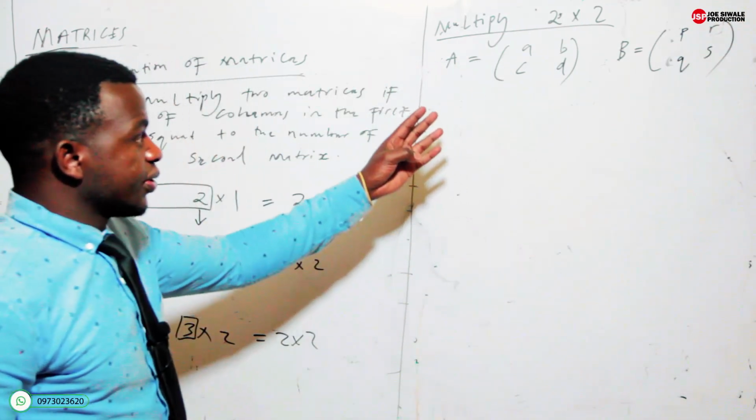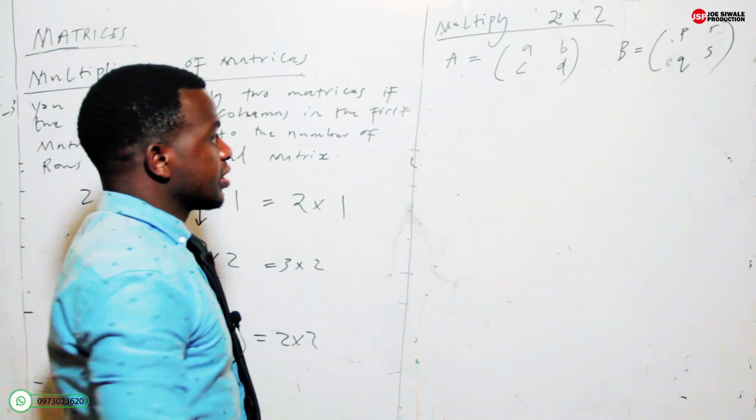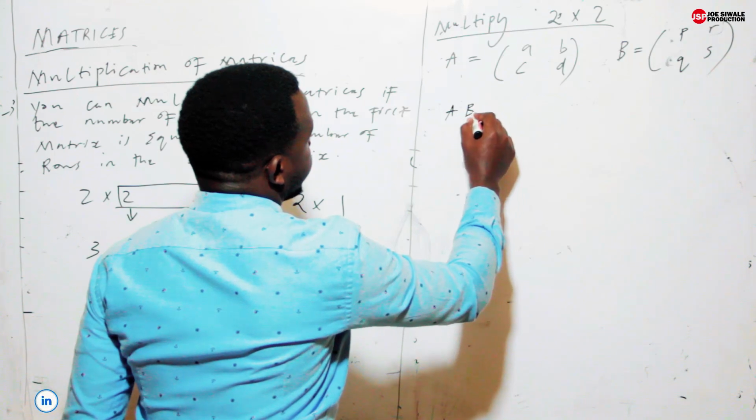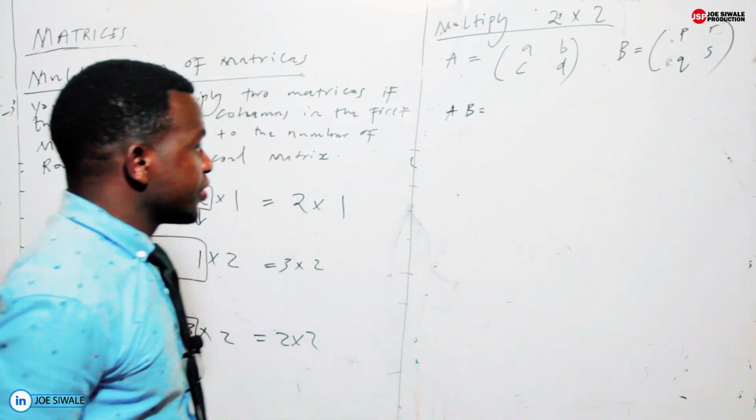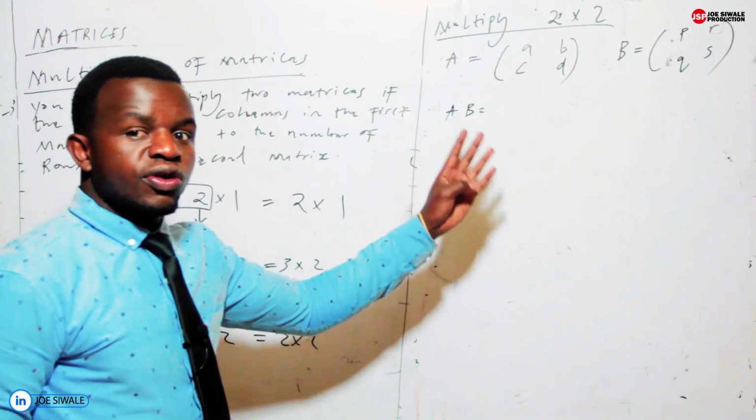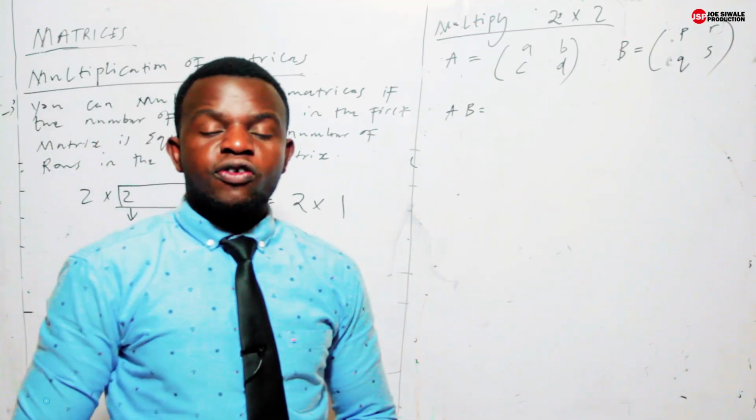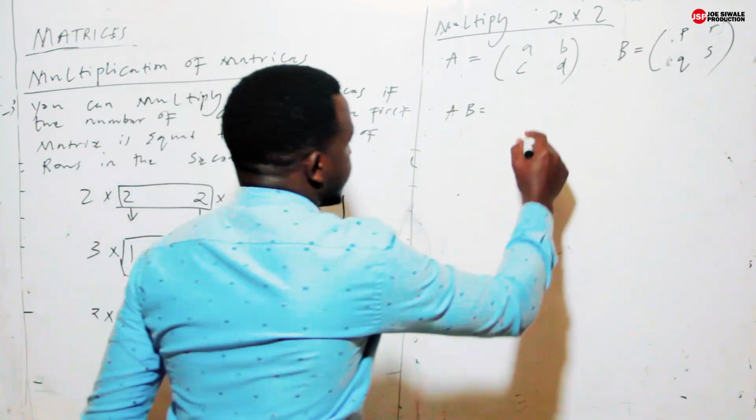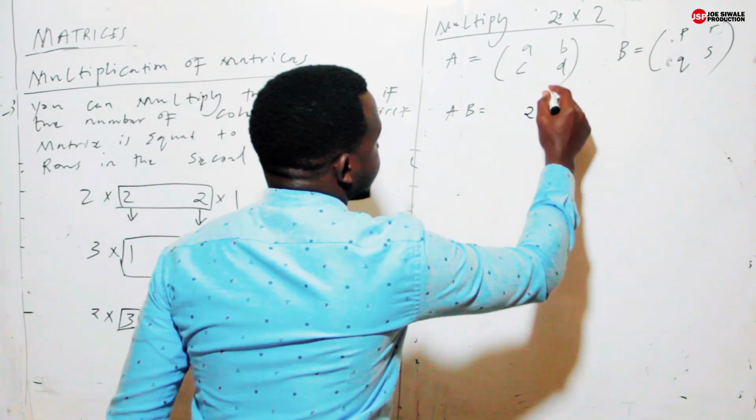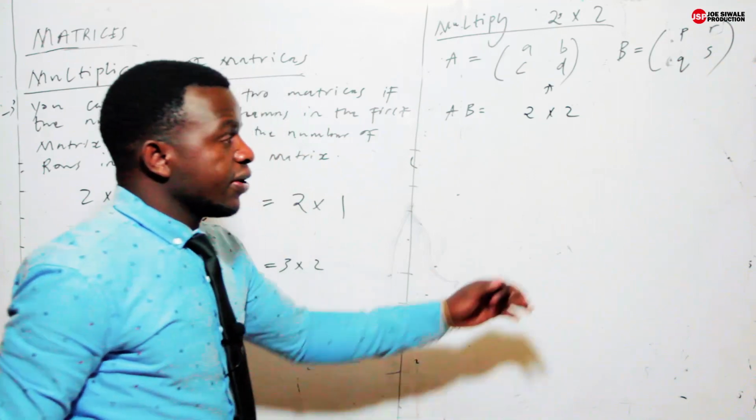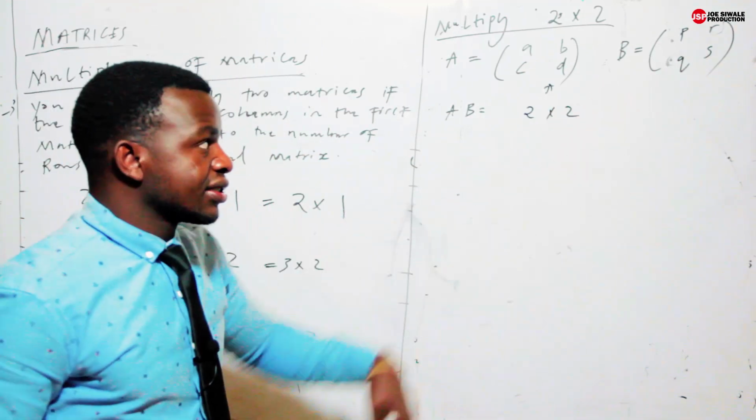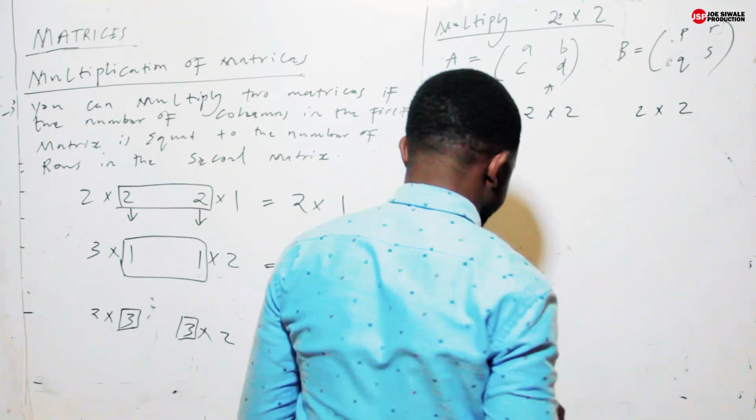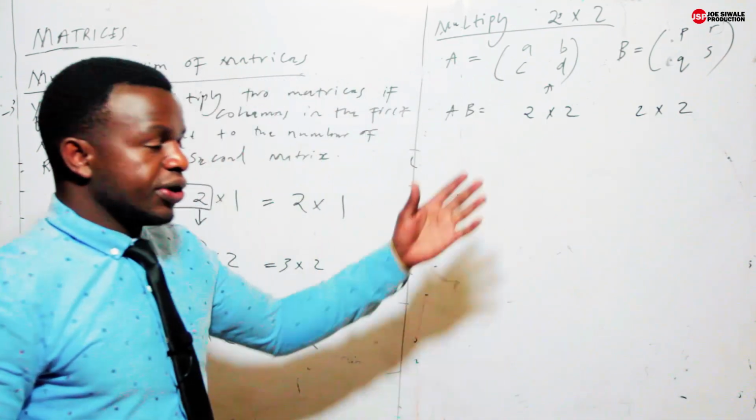And we have been told that we have to calculate matrix AB. For us to calculate matrix AB, first of all, you have to give the order of each matrix. The order of matrix A is a 2 by 2 matrix. So that's matrix A. What's the order of matrix B? That's a 2 by 2 matrix. So that's the first thing that you have to do.